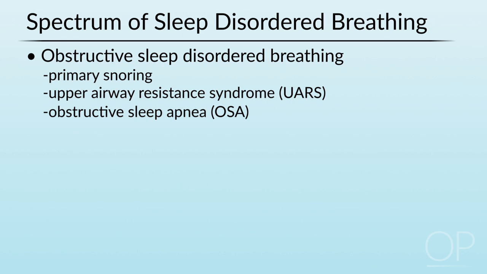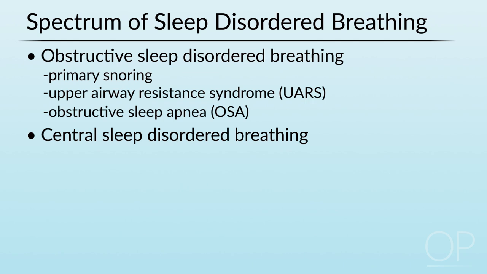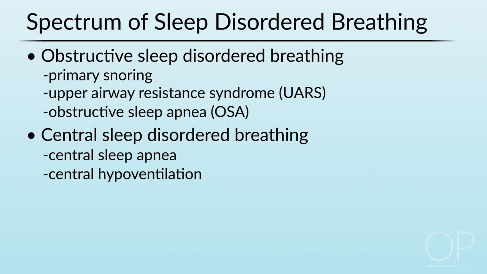Coming from obstructive, moving to central sleep apnea. It entails your classic central sleep apnea because of various neurological issues like Chiari malformation, central hypoventilation, such as seen in neuromuscular disorders, or periodic breathing as seen in some of the newborn and premature babies.